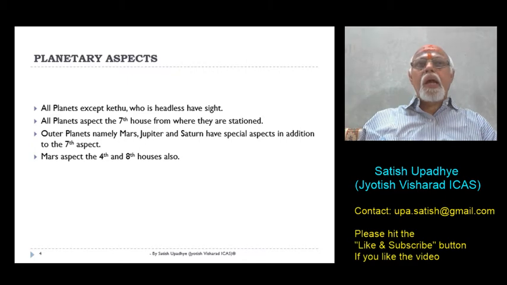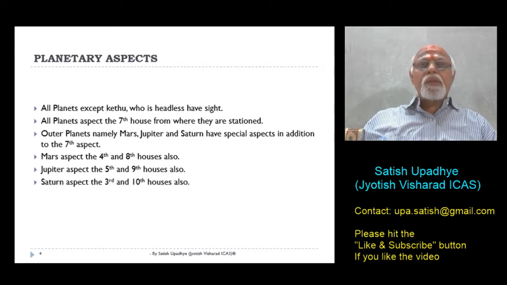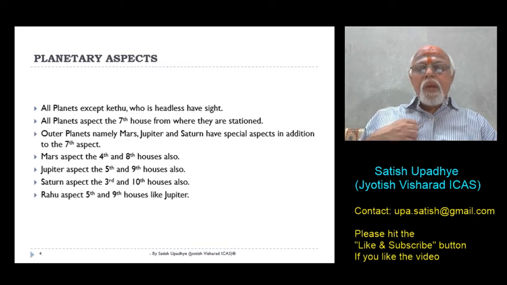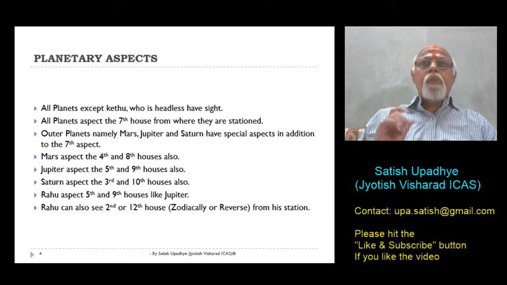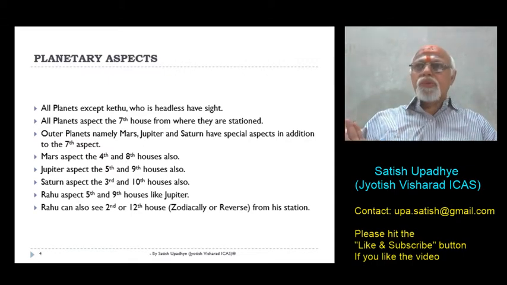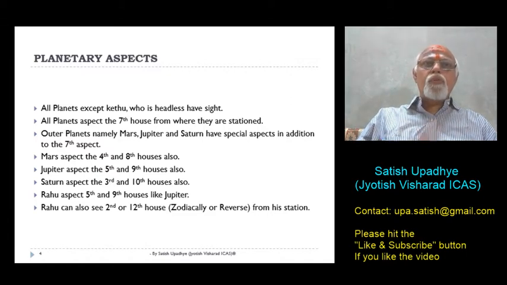Mars aspects the fourth house and the eighth house from where it is positioned. Jupiter aspects the fifth and ninth houses from where it is positioned, and Saturn aspects the third and 10th houses from where it is stationed. Rahu, like Jupiter, aspects the fifth and ninth houses from where it is stationed. Ketu, as I already told, doesn't have any head, so he doesn't have sight either. Rahu has another important aspect: he is the only planet who can aspect the immediate next house, or the previous one. Therefore, Rahu can aspect the second house or the 12th house from where it is stationed.